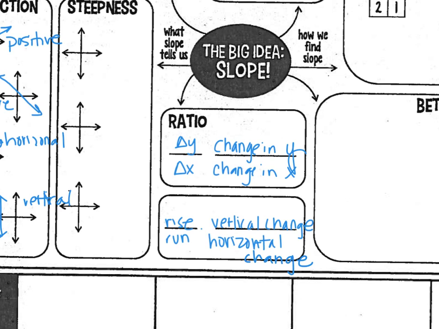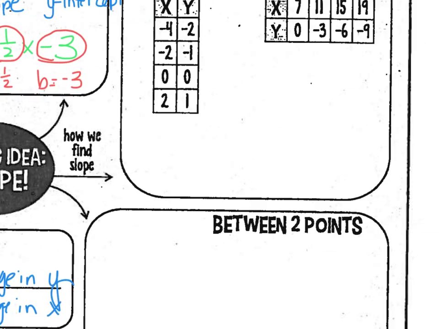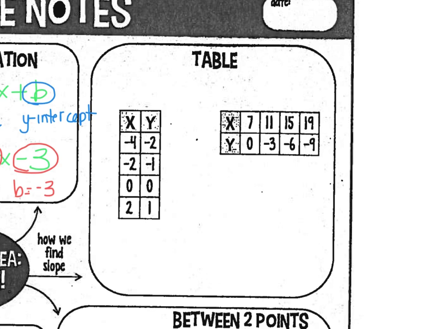All right, so how do we calculate this fraction you keep telling us about? Well, the first way we're going to talk about it is in a table. In our table, what we're looking for is a change in our y over our change in our x. That's what slope is.